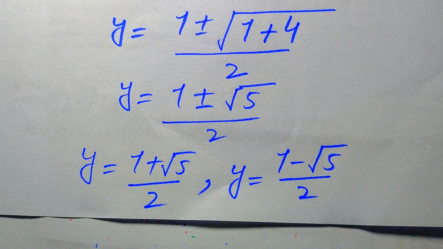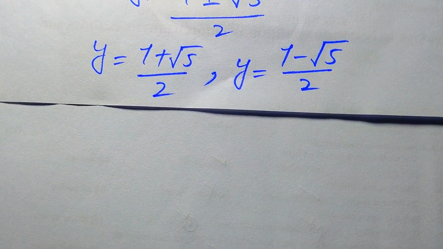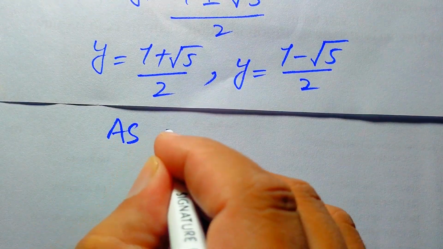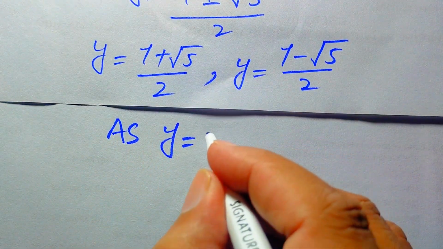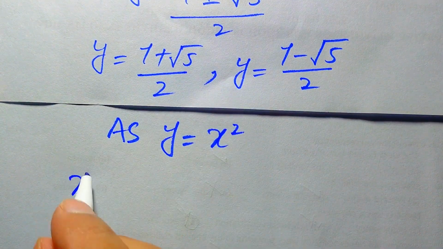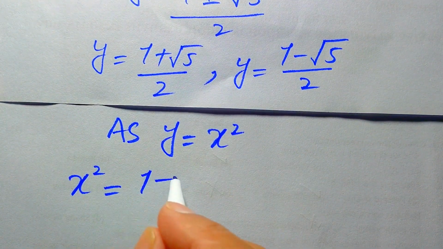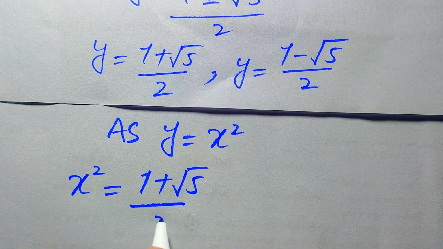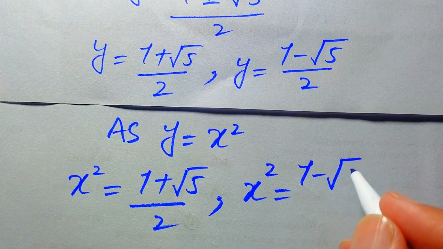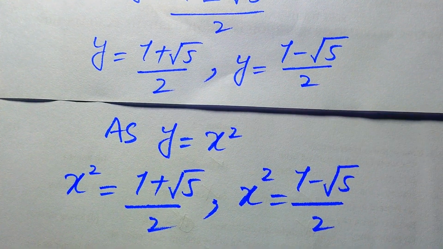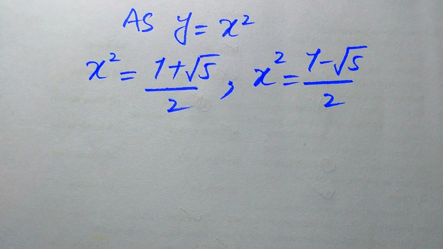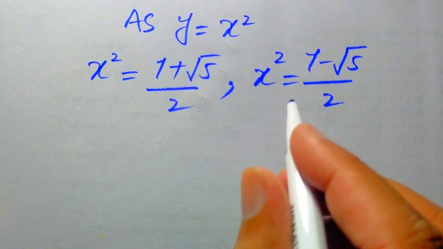In the next step, we need to move backward and substitute the value of y, as at the start of the problem we took y equals x square. So we back substitute this value of y in both of these two cases, and this becomes x square equals 1 plus square root of 5 divided by 2, and x square equals 1 minus square root of 5 divided by 2. Now in the next step, first we solve this case.